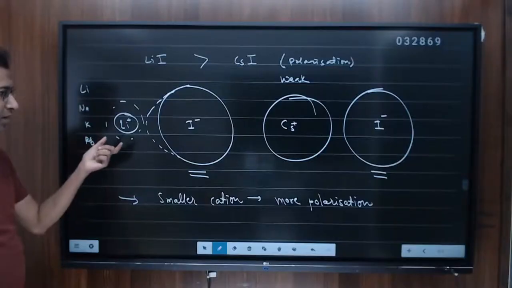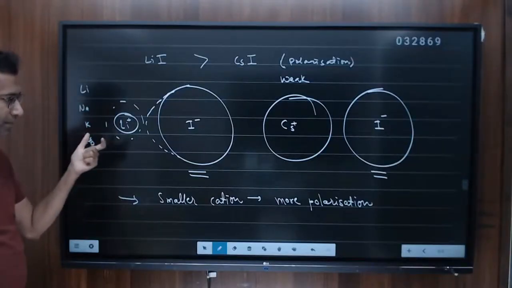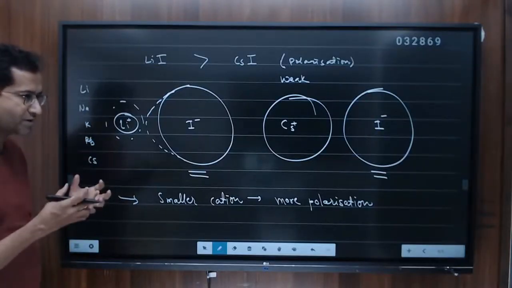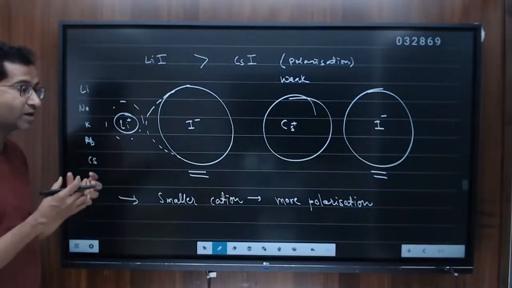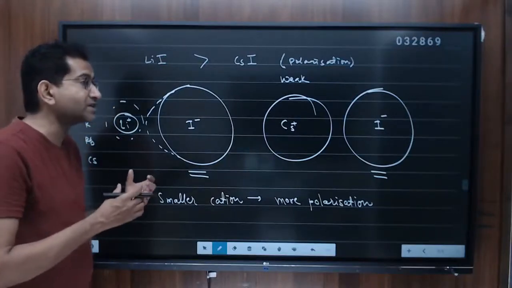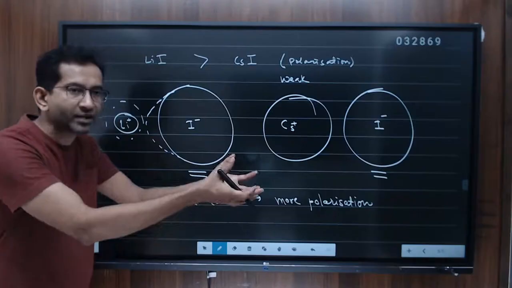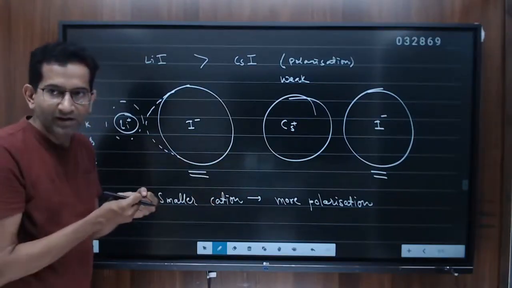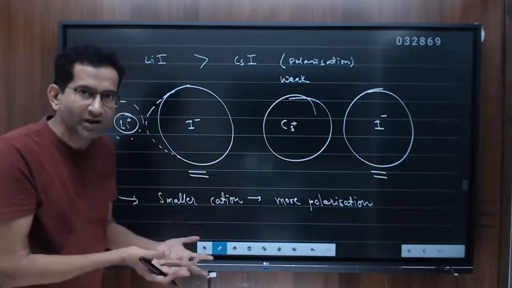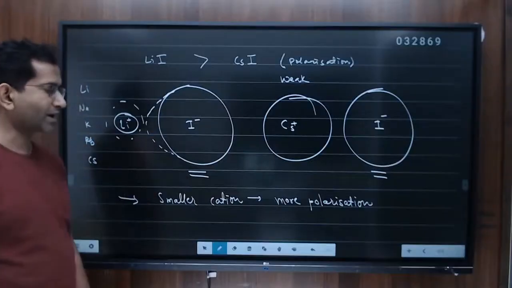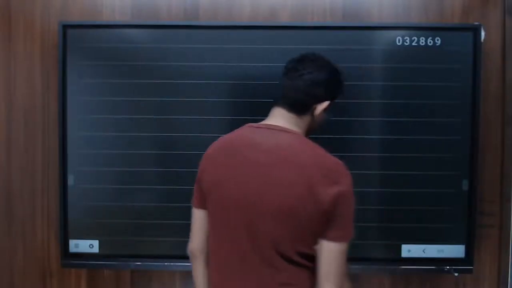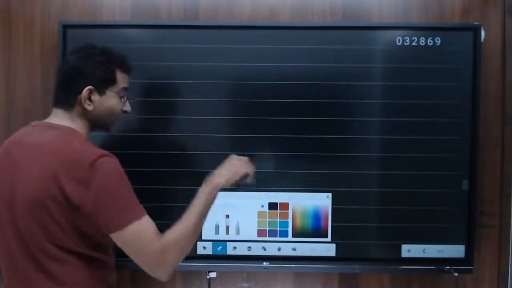The smaller the cation, what happens? It has its positive charge attracting its own electron cloud sufficiently. Not only that, the spread of the positive charge will remain even outside its own boundary, and if it is even outside its own boundary, definitely it can pull the electron cloud of the nearby anion. And if it pulls the electron cloud of the nearby anion, that is nothing but polarization, right? So smaller cation, more polarization. It's fine?